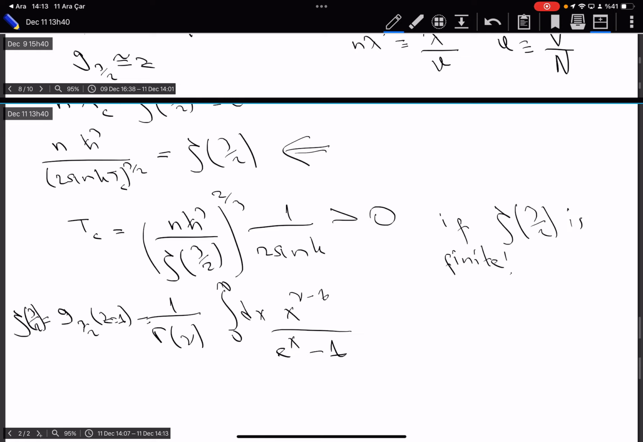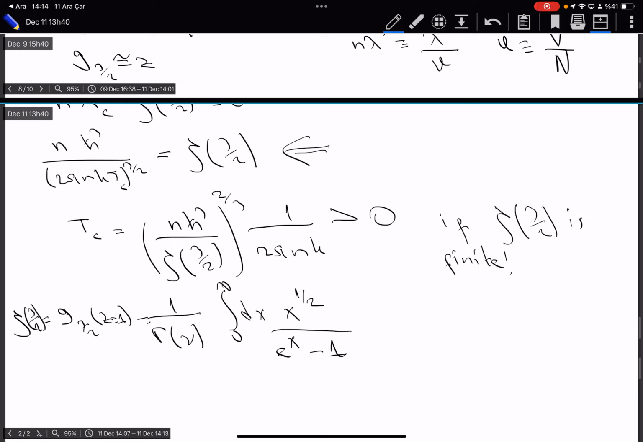You see, in this simple case where we have a three-dimensional Bose gas, this is the integral we obtain. Nu is 3/2, so this is 1/2. If you trap it on a plane or on a line, this integral might not be finite. So how can we show that this integral is finite?